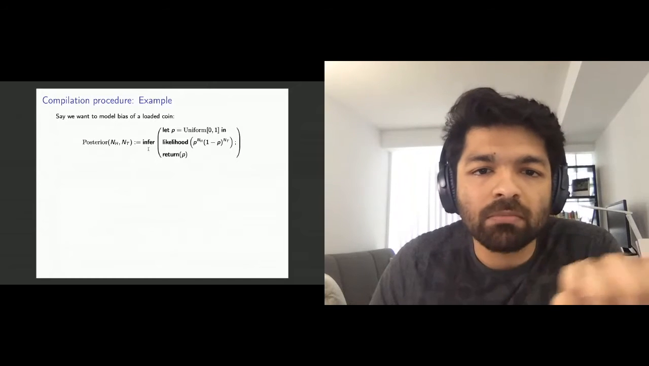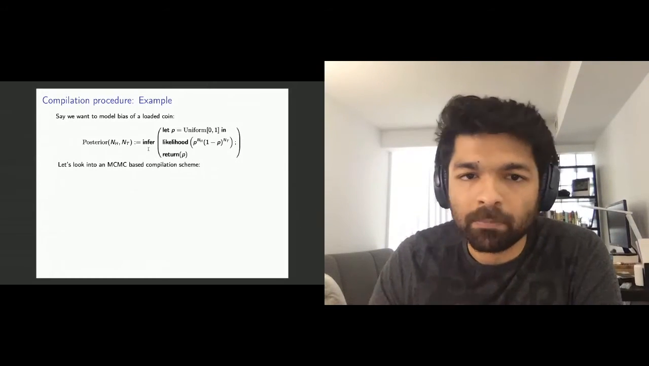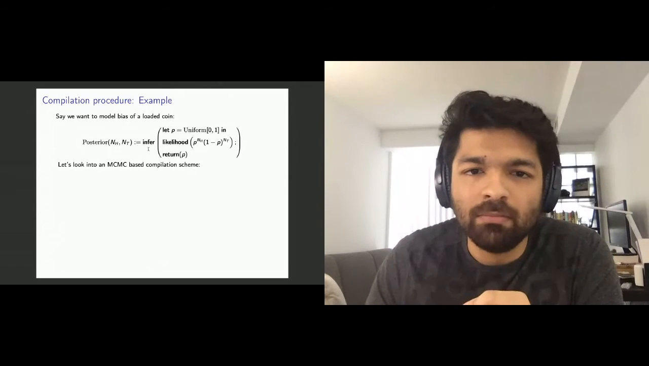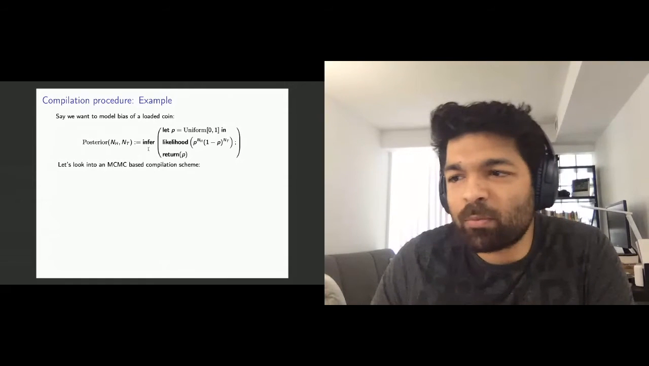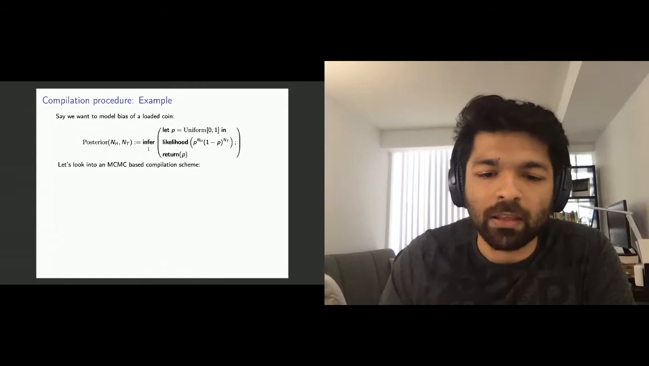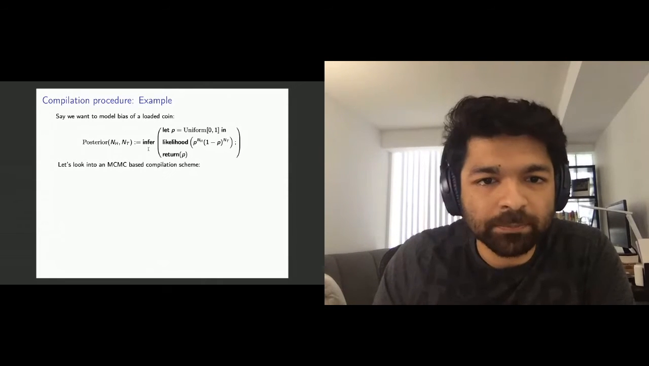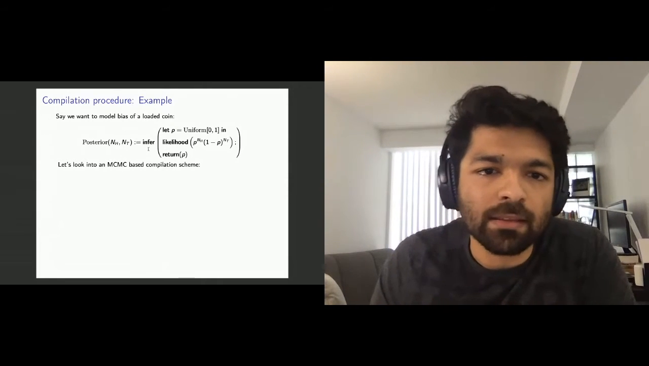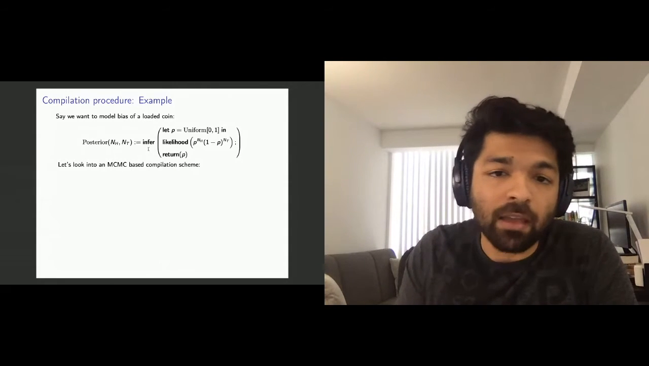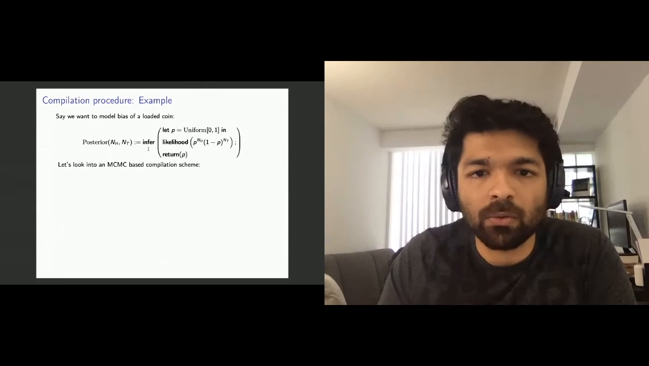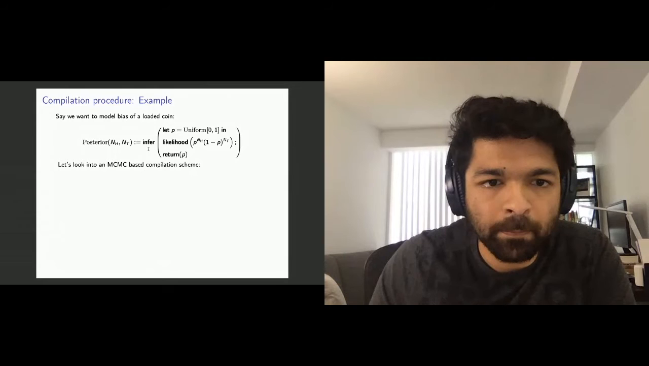So I'm going to give an MCMC based compilation scheme for this program, and this scheme is probably very similar to an implementation of some of those lightweight languages like Venture or Church. So the idea is that you give an initial distribution on the space of the bias of the coin, which is from 0 to 1. And here I'm going to just set the initial distribution to be the prior.